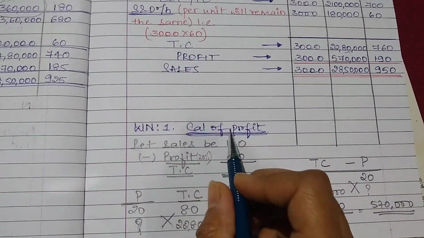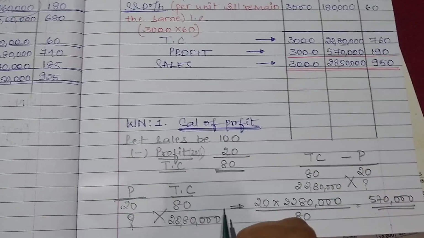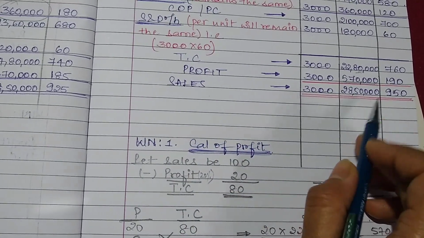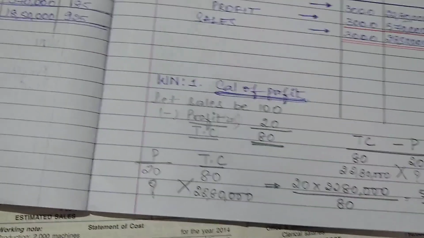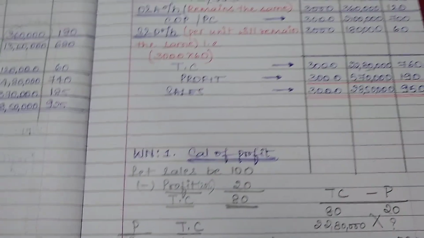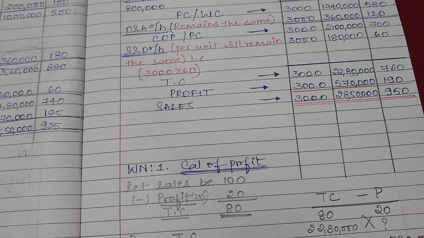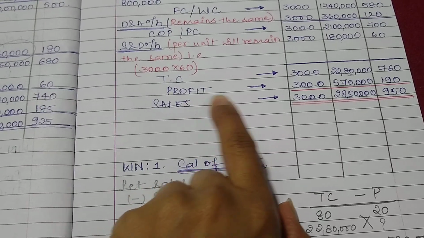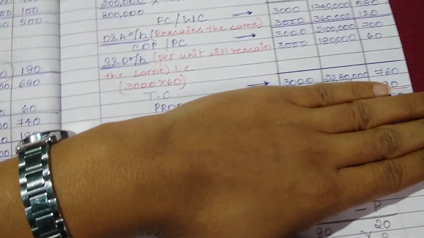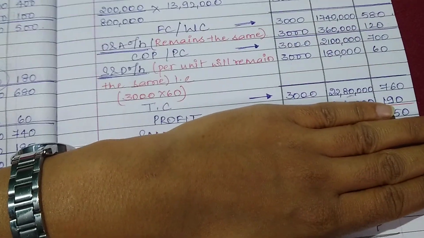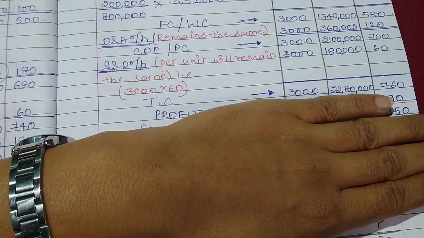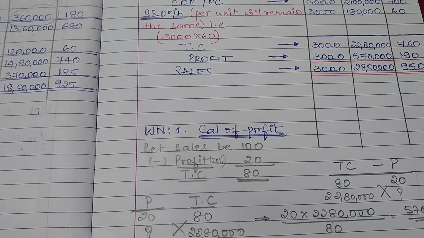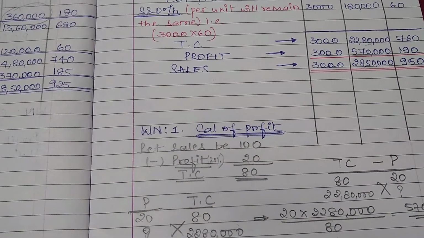But this is the working note which should be done for all the problems. That is how you will find your sales. Let me repeat once again. Calculation of profit. In the question they have told you to calculate the profit, that is 20% on sales. But in this particular problem, the sales is not given. We just know the total cost. At that time you have to do your working note. Because we do not know the sales, I have just taken sales as 100.